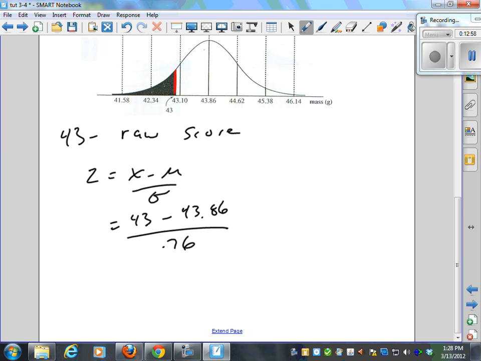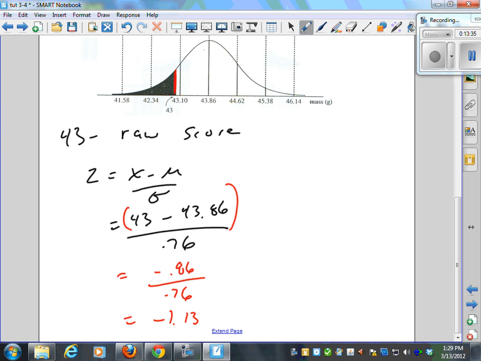Now, if you were doing this on a calculator, you have to be very careful. You have to make sure you do the subtraction before you do the division. The best way to make sure that happens is to go 43 minus 43.86 equals, and then divide. If you want, you could just use brackets. Okay? But I'm hoping you can see 43 minus 43.86 is going to be minus 0.86 all over 0.76, right? And you should get a z-score of minus 1.13.